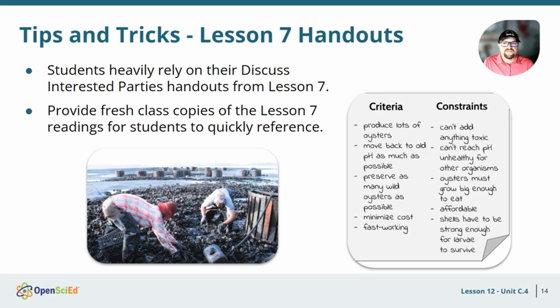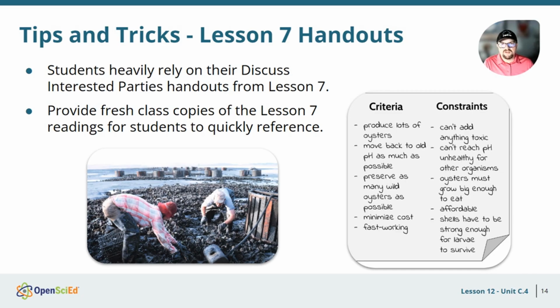One practical piece of advice is to print fresh class copies of the discuss interested party readings from lesson 7, covering those poultry farmers, Northwest Indian fisheries, oyster farmers, and restaurant personnel. While students should have these in their binders, having fresh sets in the middle of each table eliminates that friction of digging through papers to find it.